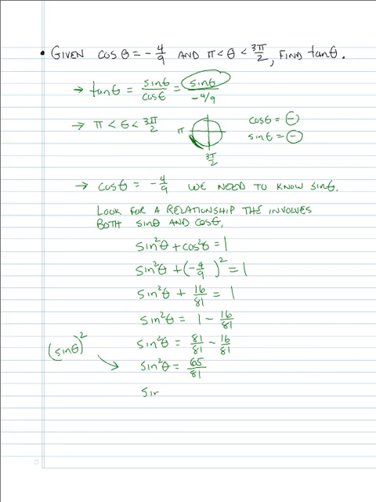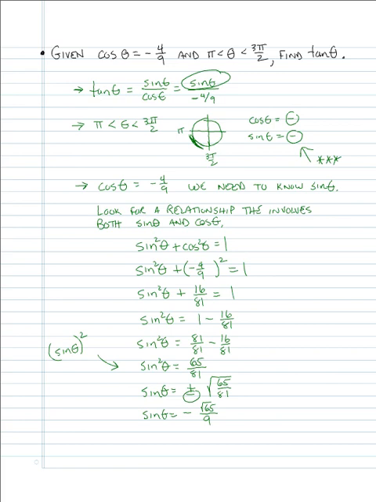So that means the sine of theta itself would be plus or minus the square root of this side. But as before, we already know that the sine of theta is negative from up here. We made that analysis a while ago, didn't we? So we're not going to use the plus portion of this. So what we know is the sine of theta is the negative of the square root of 65 over 81. Now, the square root of 65 we can't do anything about, but the square root of 81 is 9, isn't it? So sine of theta is negative square root of 65 over 9.